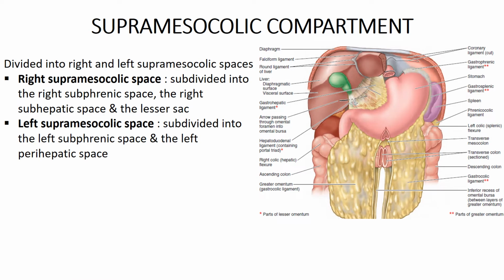The peritoneal attachment of the liver to the undersurface of the diaphragm and the anterior abdominal wall, especially the falciform ligament, divides the supramesocolic compartment into right and left supramesocolic spaces. The right supramesocolic space is further subdivided into the right subphrenic space, right subhepatic space, and lesser sac. The inclusion of the lesser sac we will discuss in the development of the lesser sac. And the left supramesocolic space is subdivided into the left subphrenic space and the left perihepatic space.